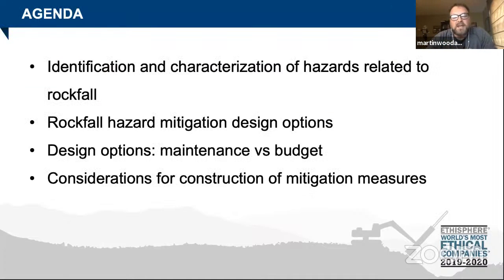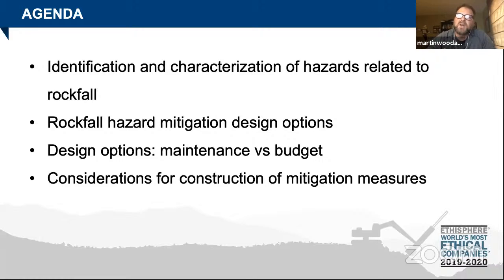Let's see here, the agenda for today. We're going to talk briefly about rock slopes. We're going to look at identification and characterization of the hazards that are related to rock slopes and to rockfall. It's a specialty area within geotechnical engineering and geology. We're going to be looking especially at some of the mitigation design options. So if you have rock falls, what are the different things that you can do to mitigate?